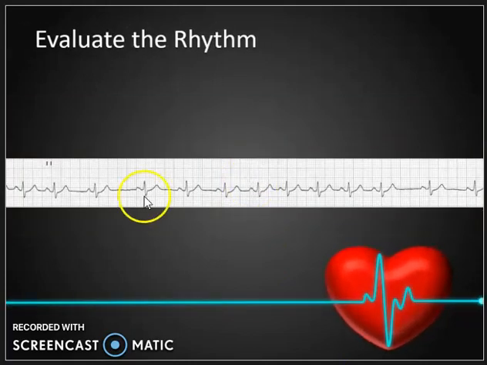Moving on to our next rhythm. Here we have a rhythm. It looks like there's some regularity, but we have some irregularity here. It slows down a little bit, and also slows down a little bit on this end as well. The rate does appear to be normal. It's a little bit of a longer strip, but this does appear to be within the normal range of 60 to 100. We do have P waves here before every QRS.